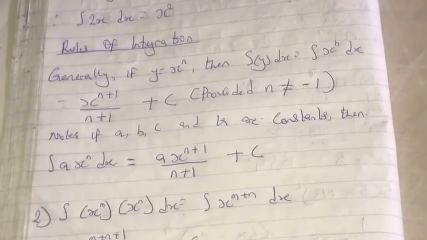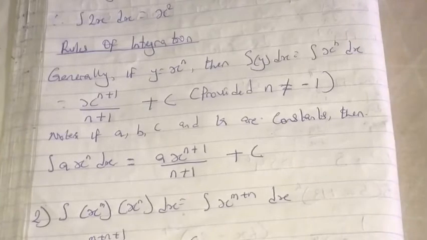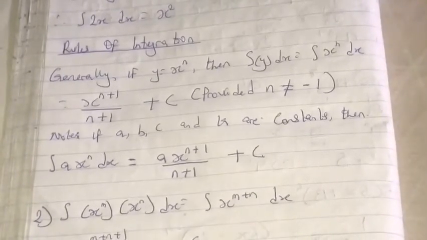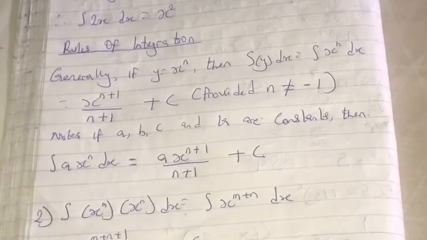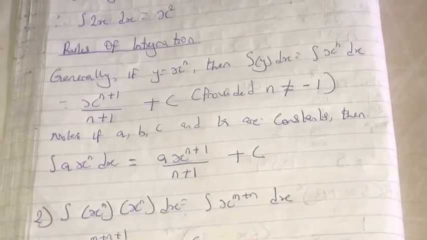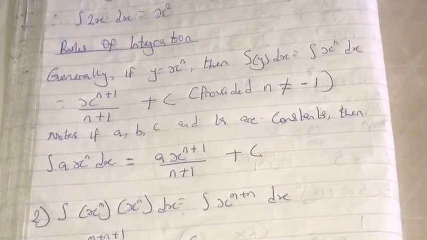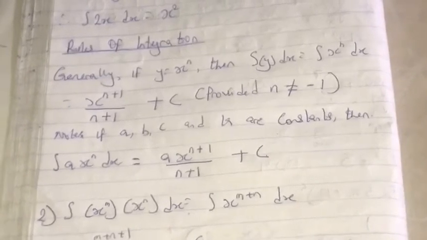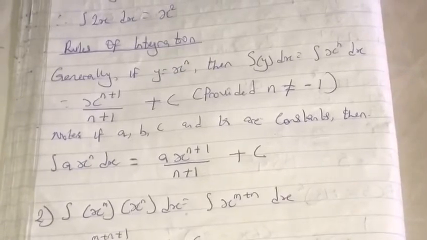Generally, if y is equal to x raised to the power n, then integration of y dx is equal to integration of x raised to the power n, which is equal to x raised to the power n plus 1 over n plus 1, plus c. The c there represents the constant, provided that n is not equal to minus 1.